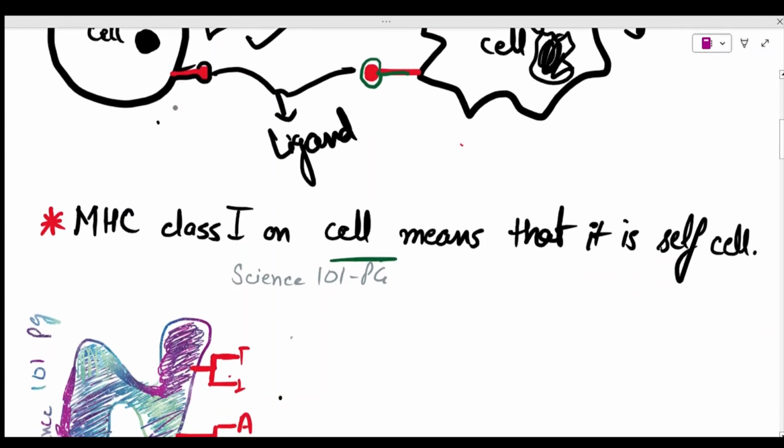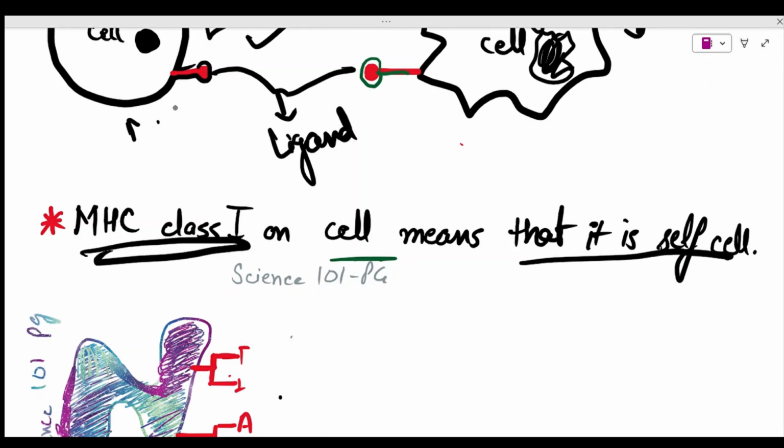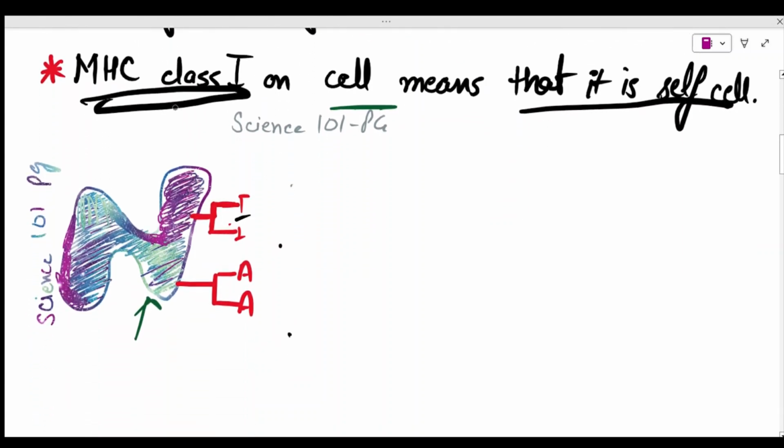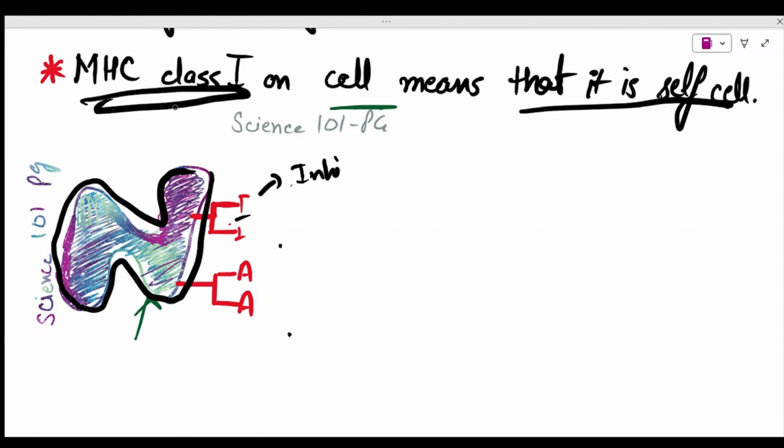Just remember this: MHC class 1 on the surface of a cell means it is a self cell. So our normal cell will be considered a self cell, while the distorted cell will be considered a non-self cell. Now consider this N-shaped cell right here to be our NK cell. These NK cells have two kinds of receptors. First is inhibitory receptors, and second is activatory receptors.